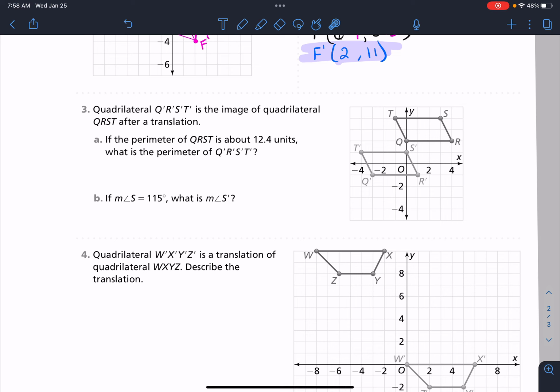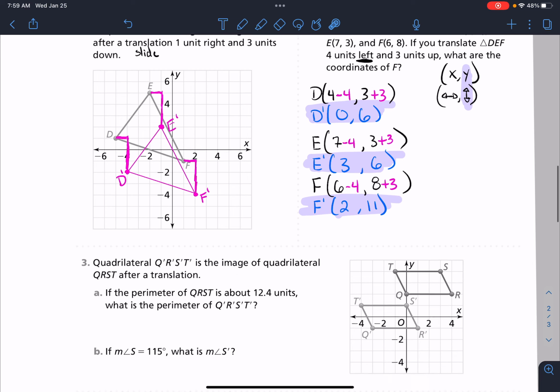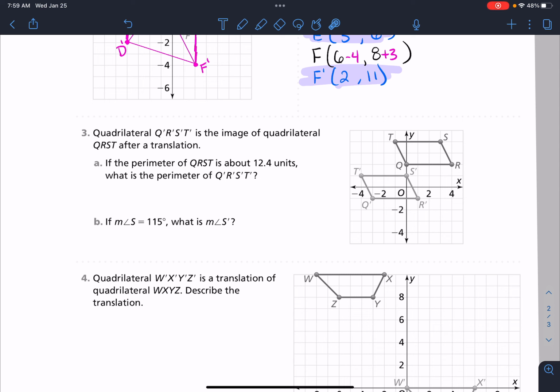If you recall, whenever I did problem 1, I literally traced this triangle. I traced it, and then I literally just picked it up and moved it. But I didn't make it any bigger. I didn't make it any longer. I didn't make it any smaller. I kept the image the exact same. So if they're asking what the perimeter is of the new quadrilateral, it would actually be the same because I did not change it whatsoever. All I did was pick it up and slide it.